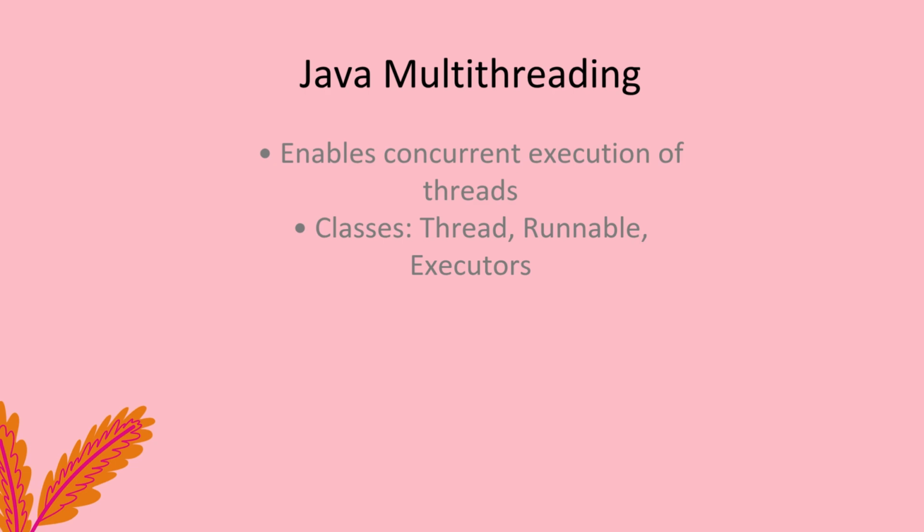Java provides robust support for multi-threading through classes like Thread and Runnable, and more advanced constructs like Executors for managing thread pools. Key methods include start to begin thread execution, run, which contains the code executed by the thread, and join to wait for a thread to complete its execution.